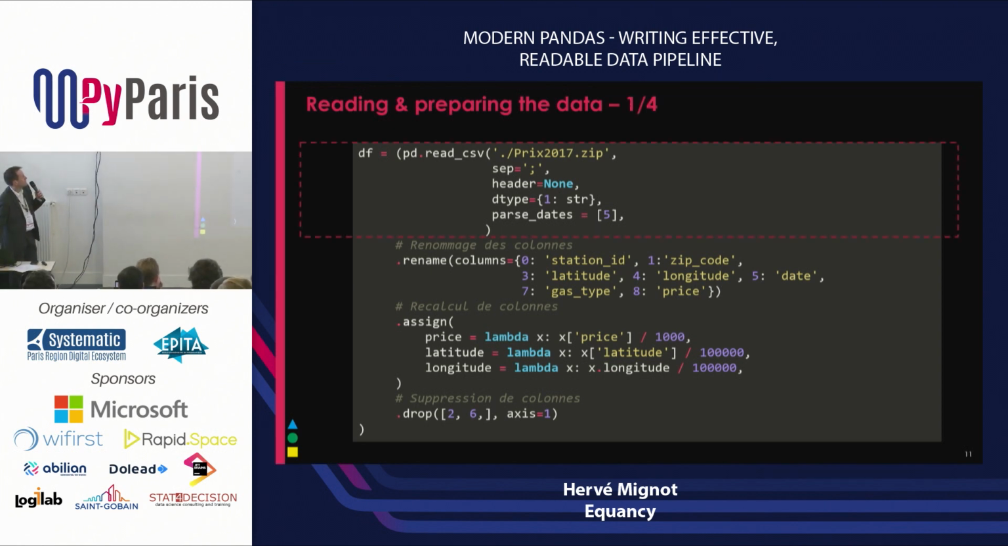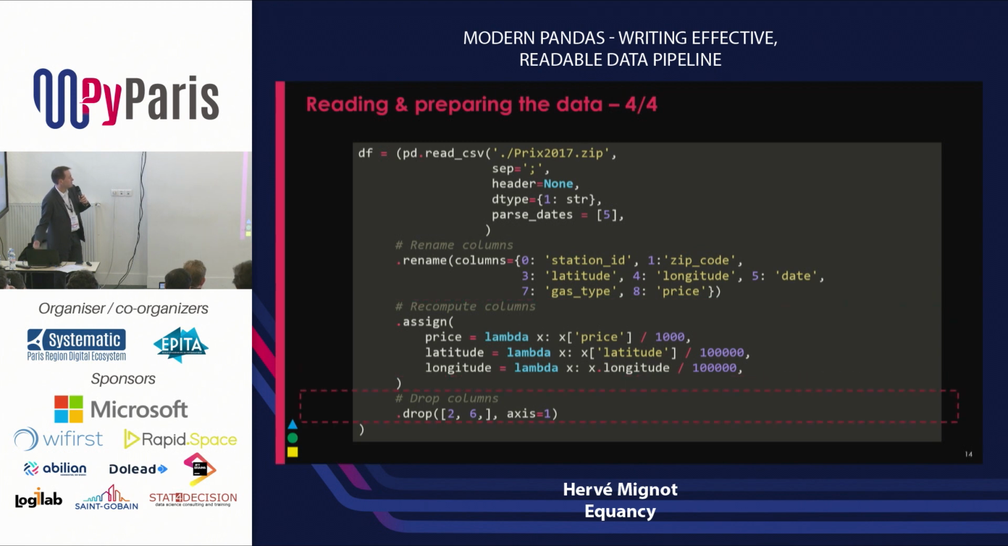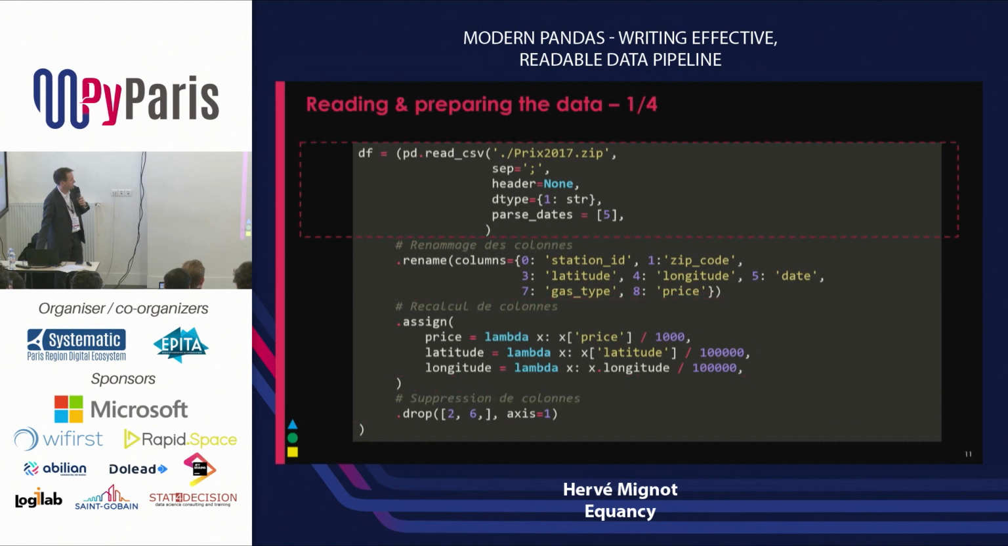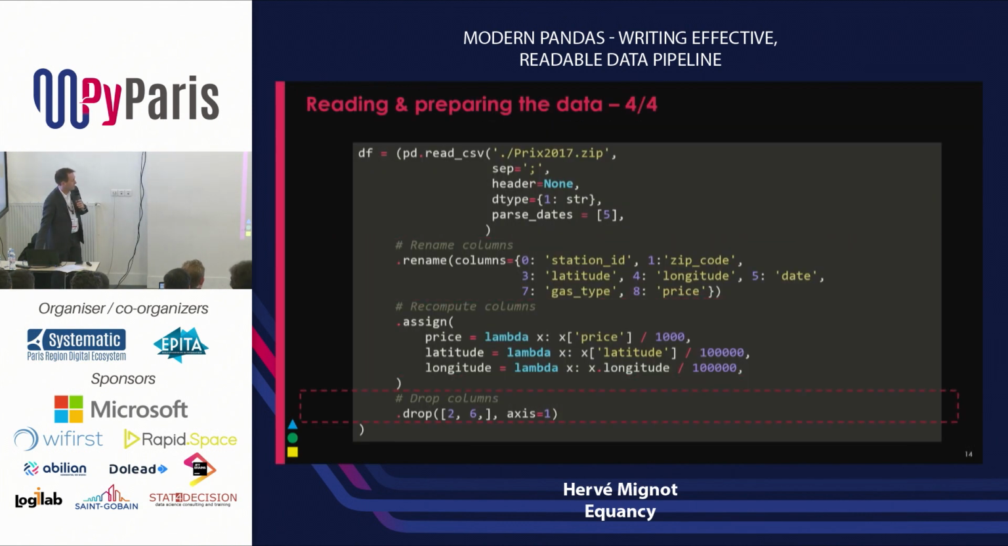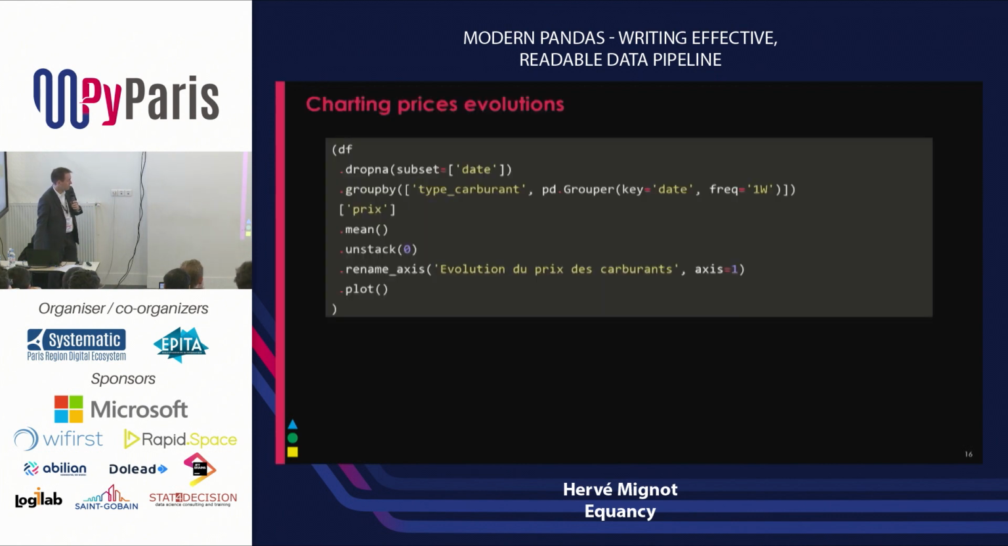Of course, the first step is reading the data, then renaming, for example, the columns. I'm going to give more examples just after. You can compute some columns, and of course you can drop some of these columns. In the end, starting from the original data set, which is right here at the bottom, we end up with something like that. So no big deal with this one.